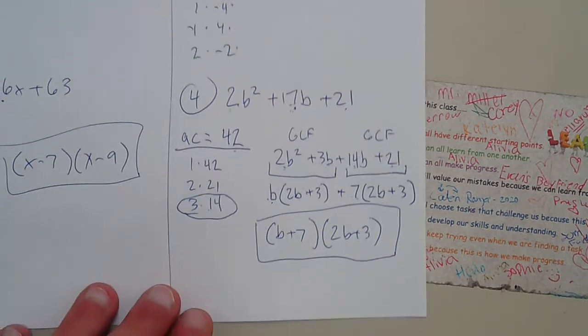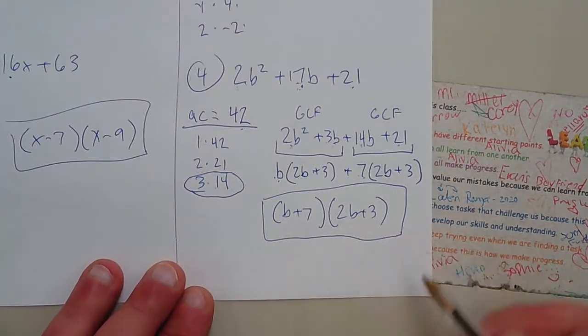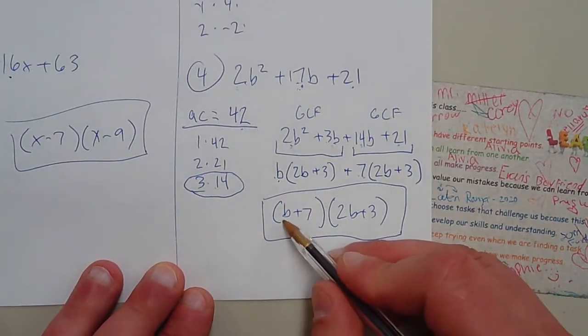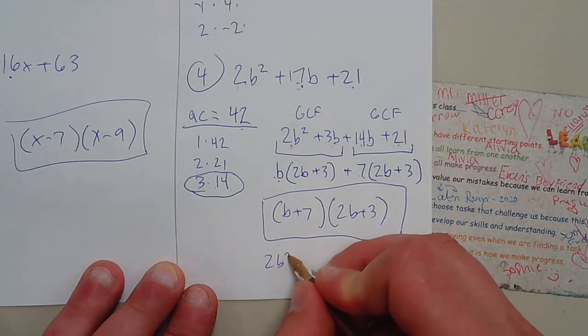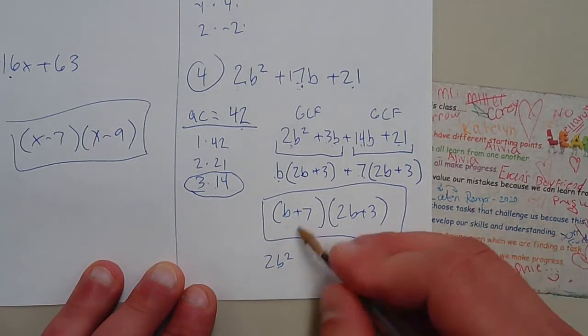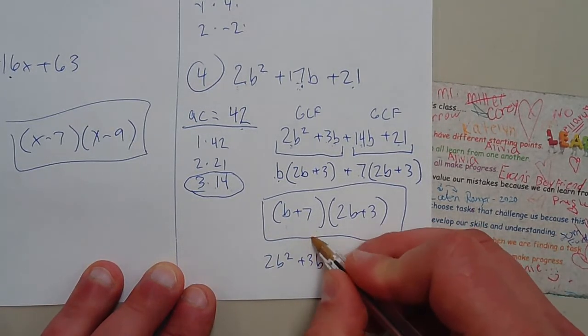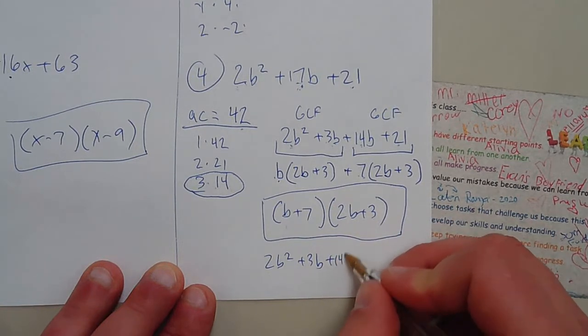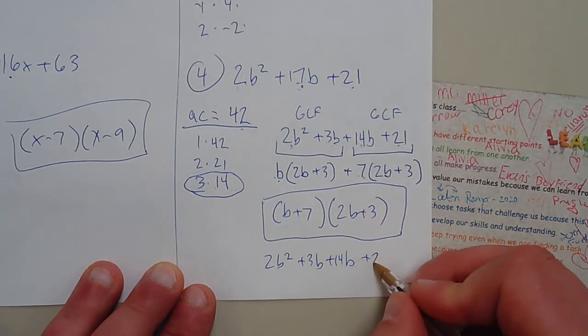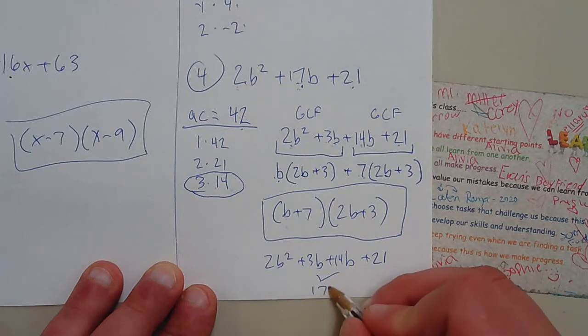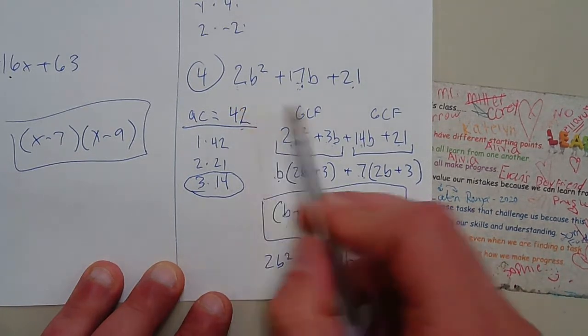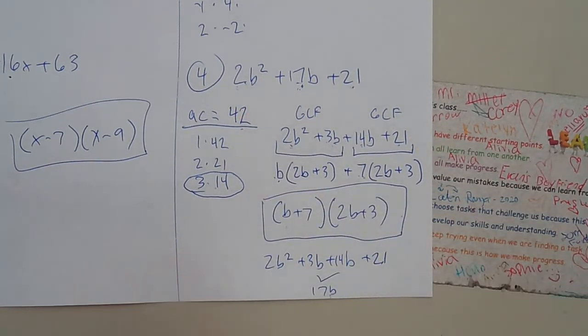Now, with any of these, you can always check them. If you're never sure, do your distributive property and see, do I get this original problem? So b times 2b is 2b squared. b times 3 would be 3b. 7 times 2b would be 14b. And then 7 times 3 is 21. You can see those are going to combine to be 17b, and yeah, that does match up. So I know my factored form is right. All right, so that's what we got.